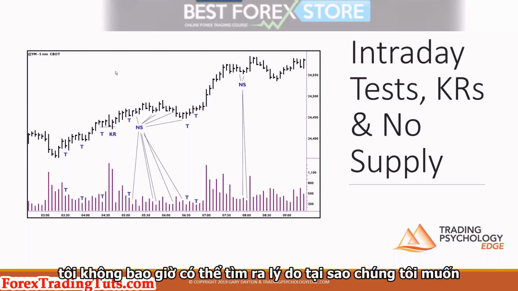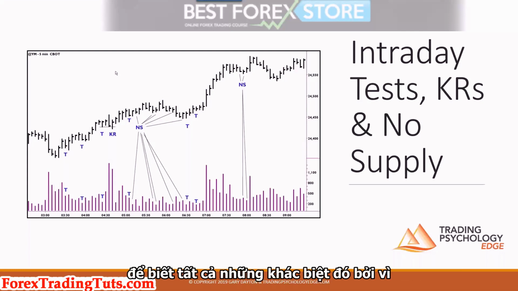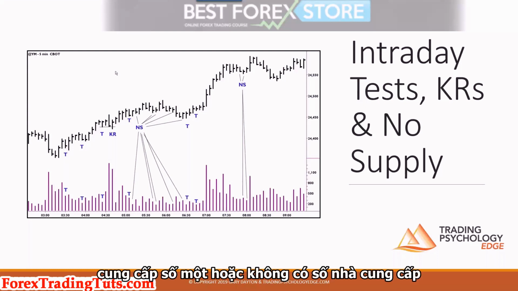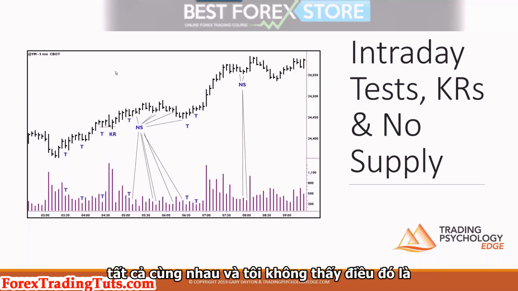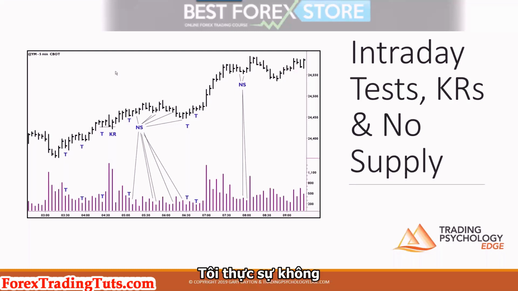I never could figure out why we wanted to know all those differences, because they basically do the same job, whether it's number 1 or number 33 test. It's still doing the same thing, whether it's number 1 supply or no supply, or number 33 no supply. So I kind of just lump them all together, and I don't find that to be problematic. I really don't. Tom was looking for specificity in a computer program. All we're doing here is looking to see, is there selling coming in or not?